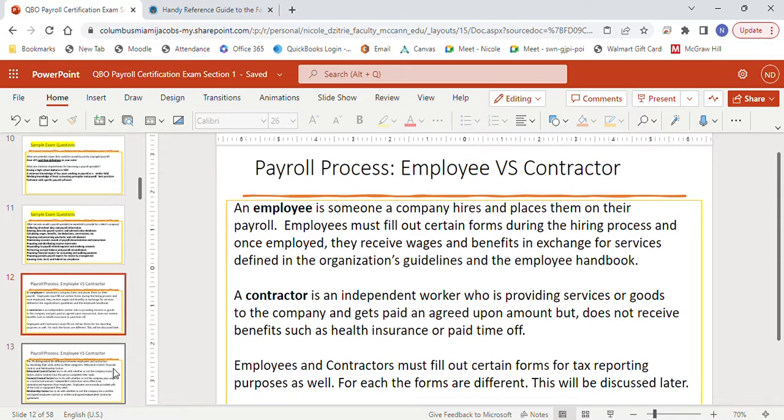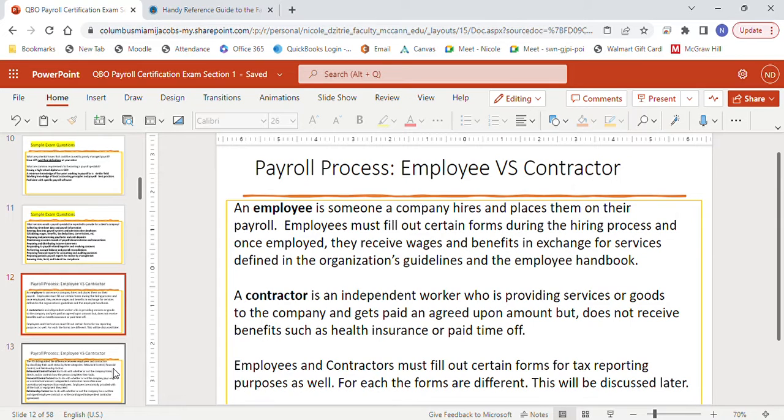Okay, payroll process, an employee versus a contractor. So an employee is someone a company hires and places on their payroll. Employees must fill out certain forms during the hiring process once employed, and then they'll receive wages and benefits in exchange for their services defined in the organization's guidelines and in the employee's handbook. So we'll look at those, once you're in the hiring process, what forms you have to fill out, and the deadlines and the process of that. That's going to be for section 2.